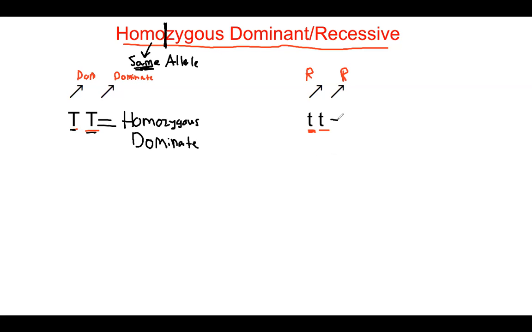Now, the organism to the right has the same allele, two of the same letters, but they're lowercase. So this person will be called homozygous, but because they're both lowercase, they're going to be called homozygous recessive. So here comes your rule. These are new vocabulary words. Make sure you get this down.